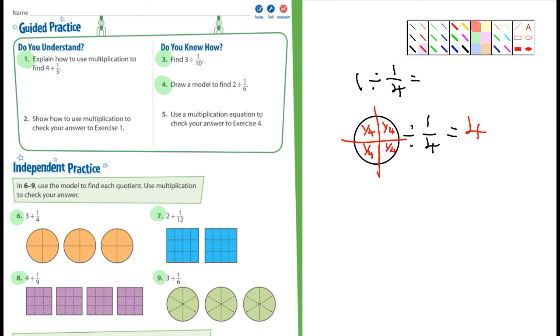Another way to look at it, if I had two wholes, again divided by 1/4, it's the same thing. I'm going to have 1/4s fit in those. And I mean, they're not perfect quarters, but you guys get what I'm saying. And so it's going to be 8 1/4s that fit in those 2 wholes.